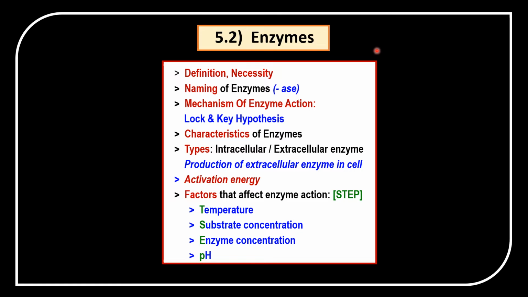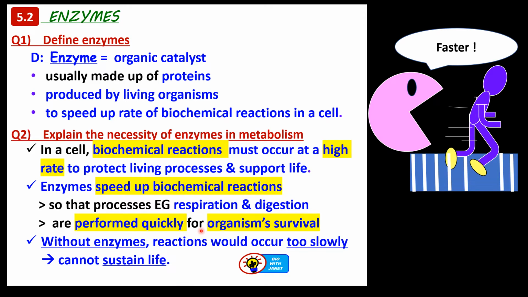5.2 Enzymes. We'll be discussing the various aspects of enzymes, including the definition, the necessity of having enzymes, the naming of enzymes, the mechanism of enzyme action using the lock and key hypothesis, characteristics of enzymes, types of enzymes which are the intracellular and extracellular enzymes, production of extracellular enzyme in the cell, activation energy, and factors that affect enzyme action, which can be summarized as STEP: S for substrate concentration, T for temperature, E for enzyme concentration, and P for pH.